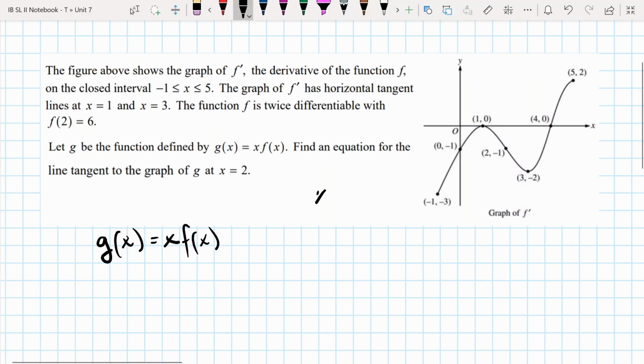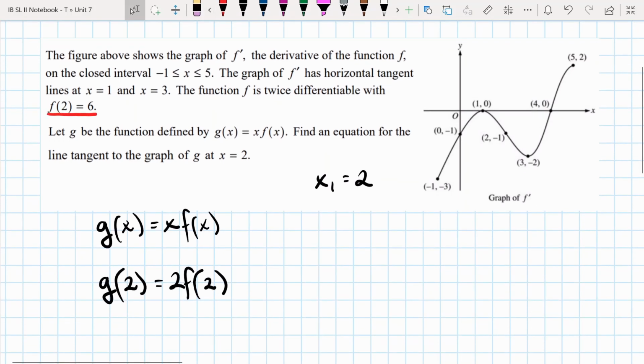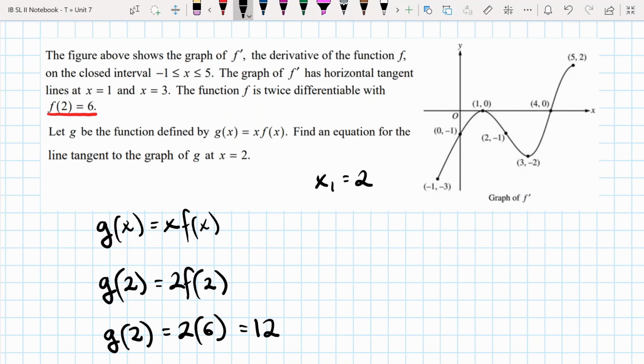Okay, if we know that x1 is equal to 2, which it is because it's given to us, we can find y1 by plugging 2 in here and here. All right, well, f of 2 is given to us. That's 6. And so g of 2 is equal to 2 times 6, which is 12. So that is our y1 value.